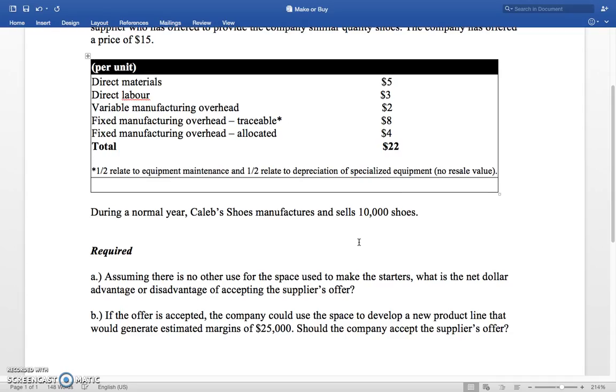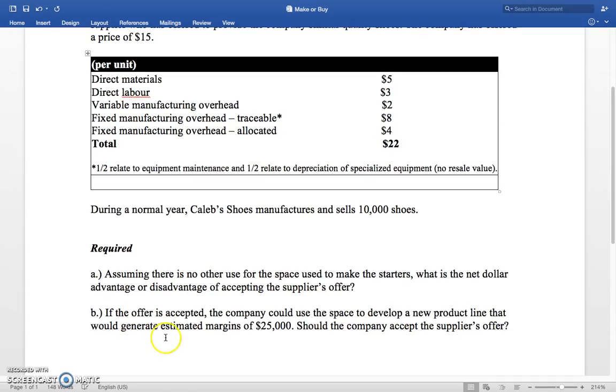On to part B. If the offer is accepted, the company could use the space to develop a new product line that would generate estimated margins of $25,000. Now there you go. That's your opportunity cost. It's something else that you can use the space for, should the company accept the supplier's offer.